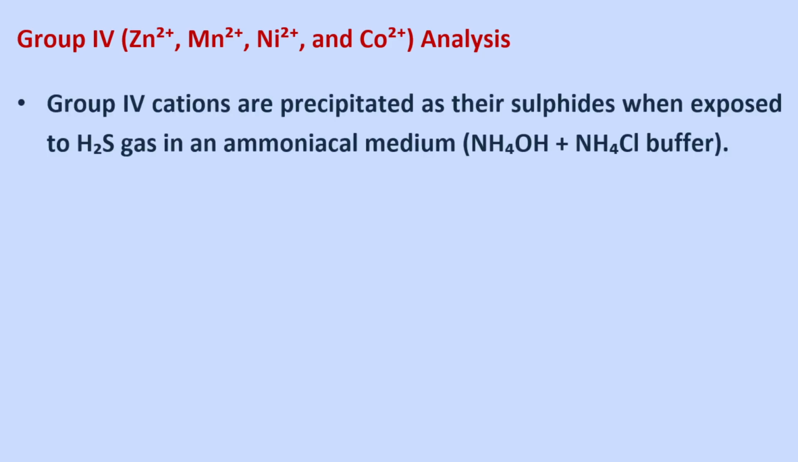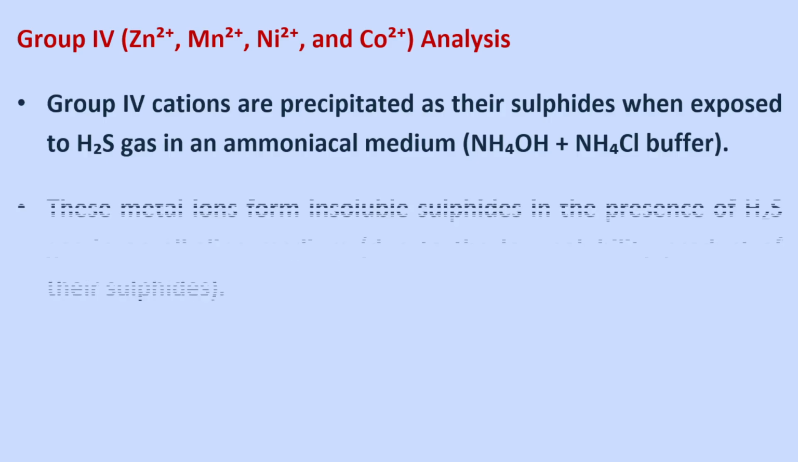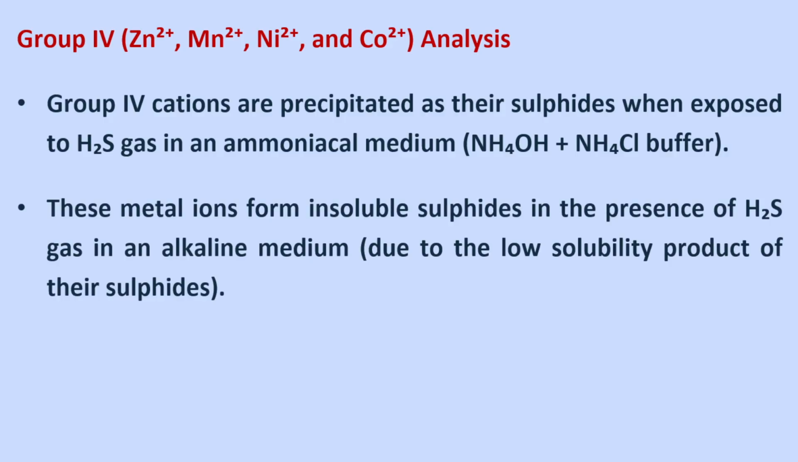Let us talk about the group 4 cation analysis, which includes zinc, manganese, nickel and cobalt. These metals are detected by passing H2S gas into the solution, but only in a medium of ammonium hydroxide. Why do we use alkaline medium? Because in this condition these metal ions form insoluble sulfides like zinc sulfide, manganese sulfide, nickel sulfide and cobalt sulfide due to their low solubility product.